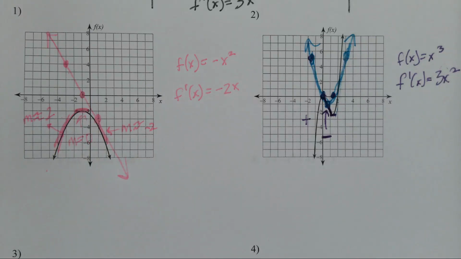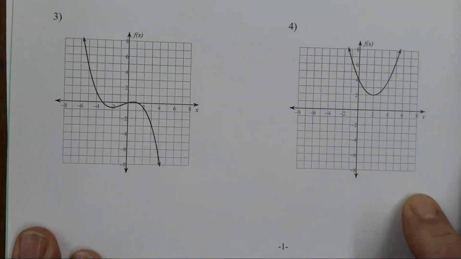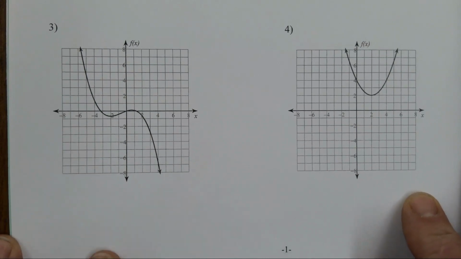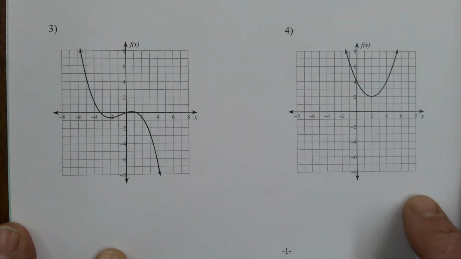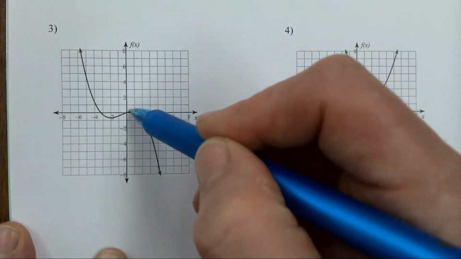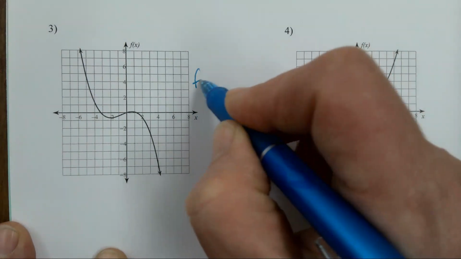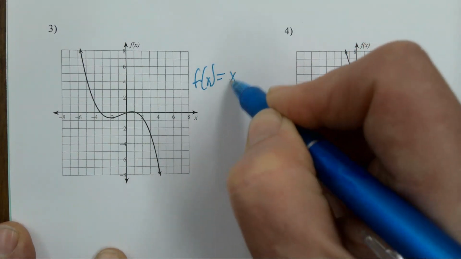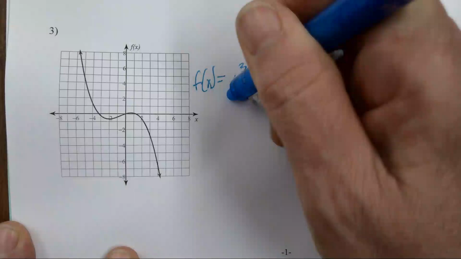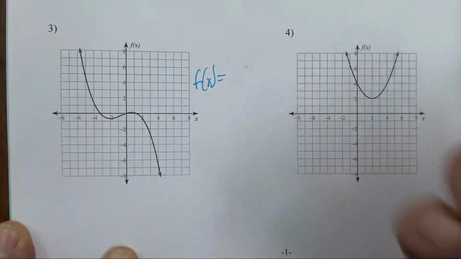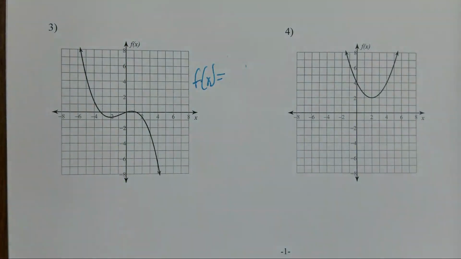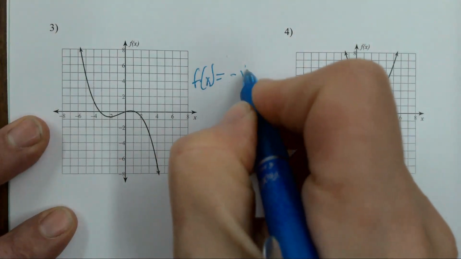So again, I look. What kind of graph do I have? Looks like one, two, three changes in directions makes it cubic. Because it is rising on the left and falling on the right, it's actually a negative cubed function.